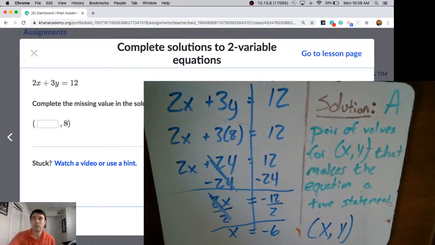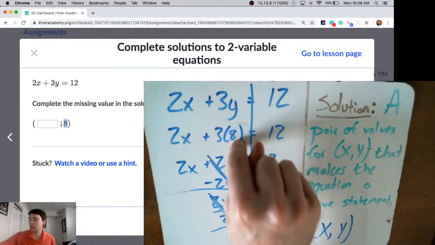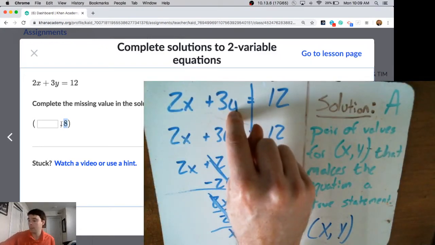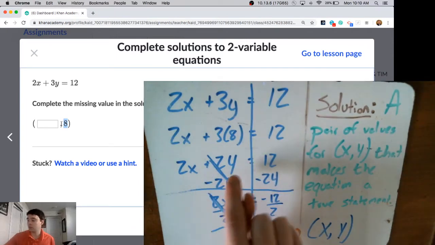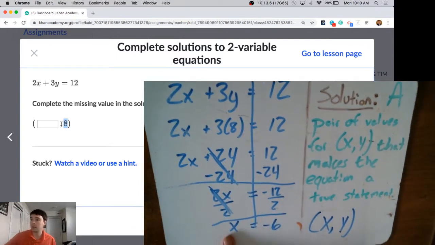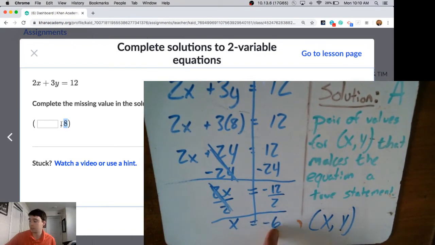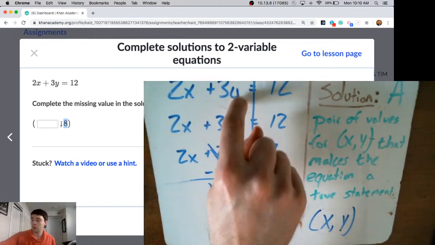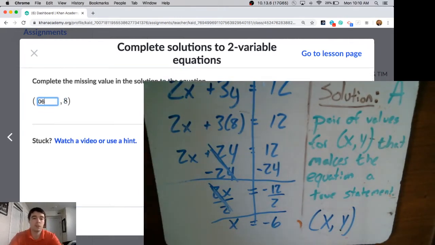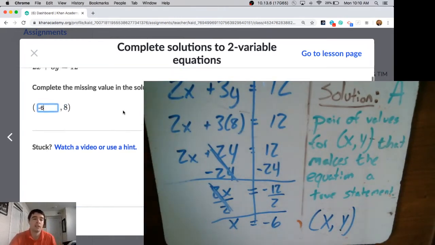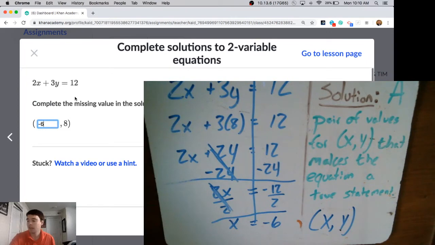So here they told us to make y equal to 8. I plugged that 8 in for my y. I then solved the equation for x. We had to use inverse operations towards the end to get that x by itself, but then it tells us x needs to be equal to -6 if you were to make y equal to 8. So that's one possible solution to that equation. You could make x -6, you could make y 8, and that would work in the equation.